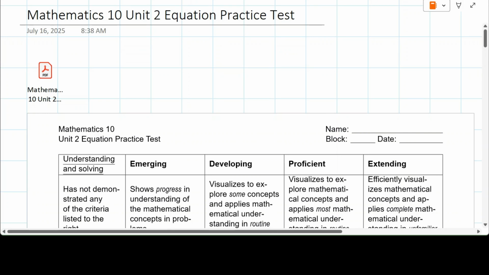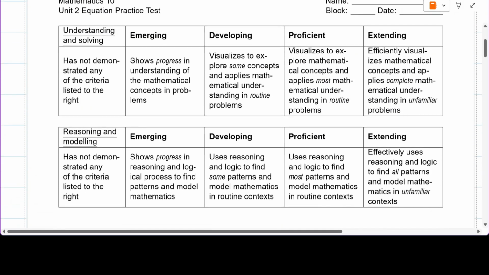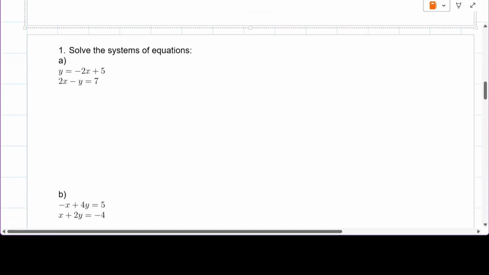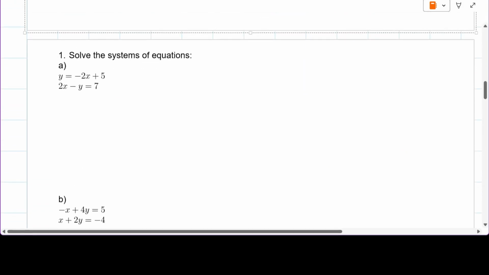Right, welcome to the video for the Mathematics 10 Unit 2 Equation Practice Test. In this test, we're going to look at the two curricular competencies, understanding and solving, as well as reasoning and modeling. First, let's solve the systems of equations.